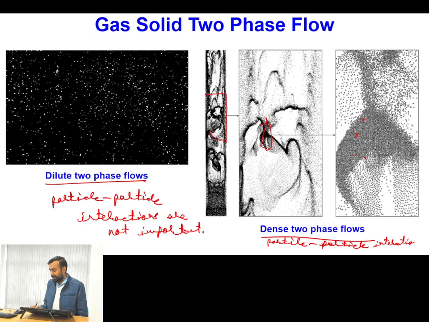So if you have to analyze dense flow, then particle particle interactions are to be accounted for, whereas the gas present in voids has minimal effect on the particle behavior, because that gas is almost just filling the void space between the particles. It has excessively low momentum, which is not sufficient to change the particle dynamics.